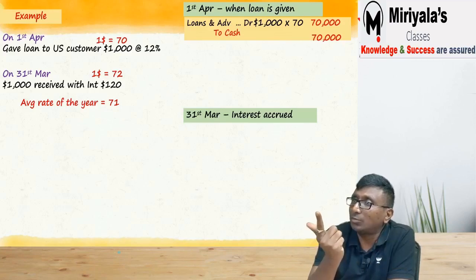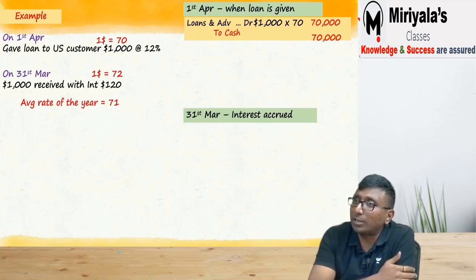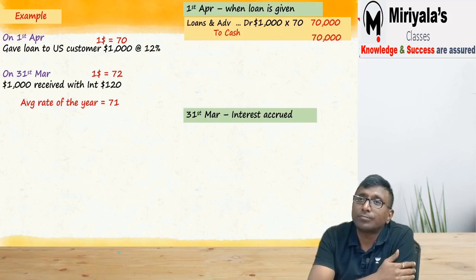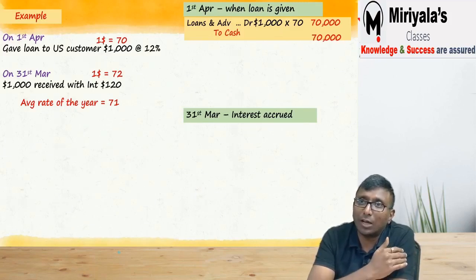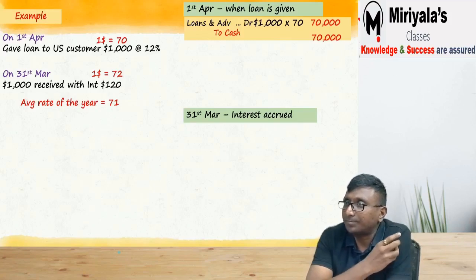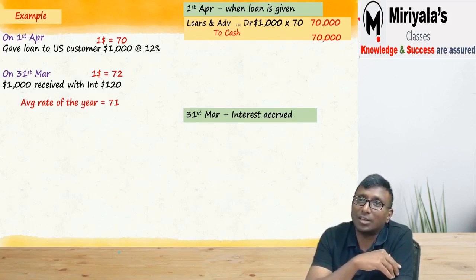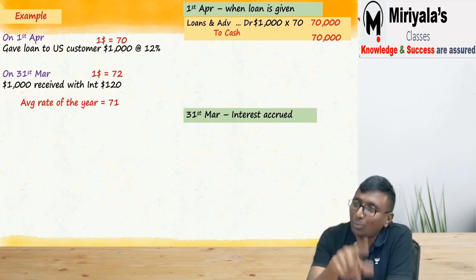70, 71, 72. Three numbers I gave. Which number would you like to take? 72. Why 72? Accrued on 31st March. Seriously? Interest accrues on year end? Interest accrues throughout the year. Correct? Interest does not accrue on one day. Interest accrued throughout the year.